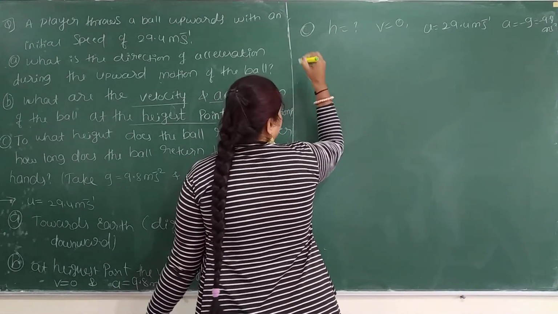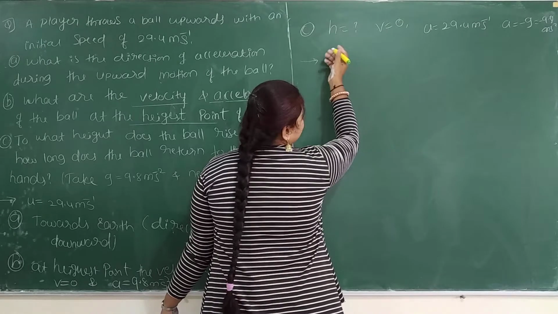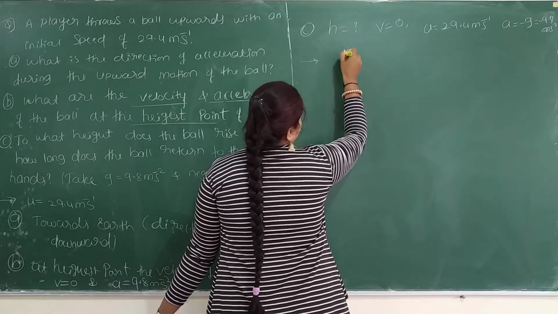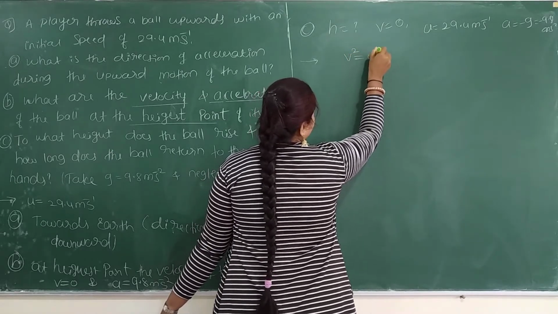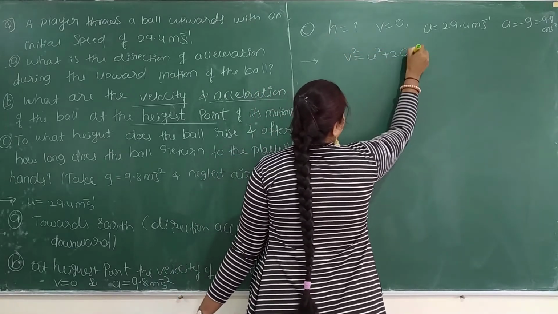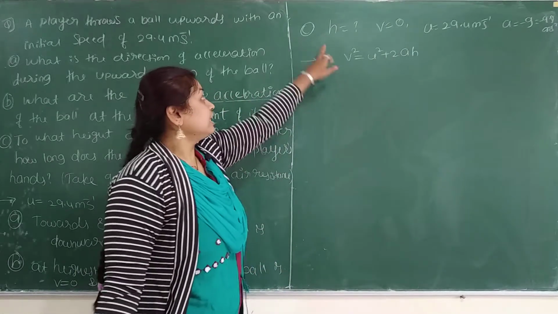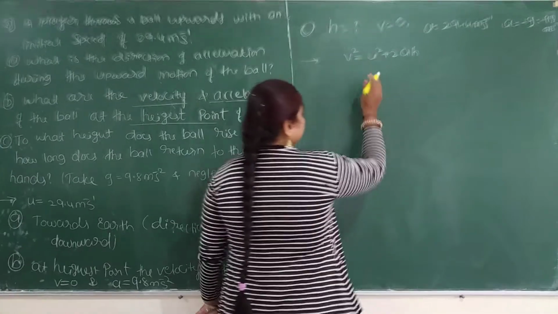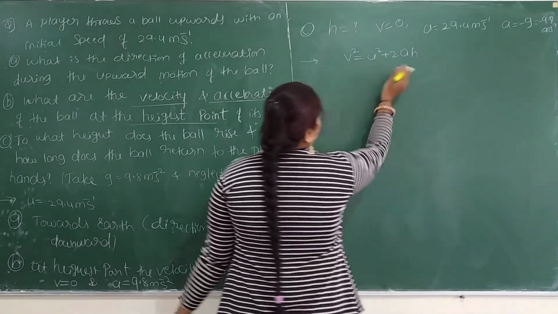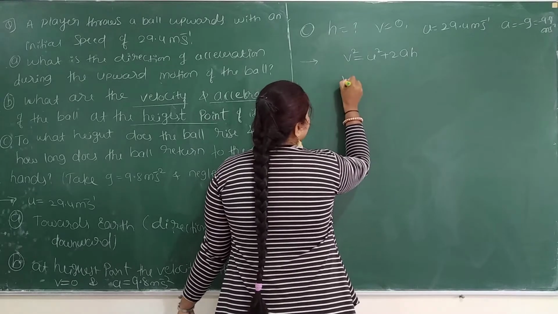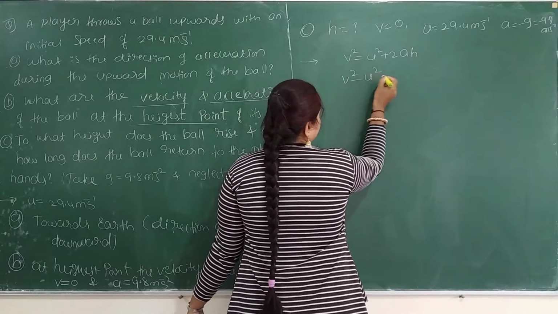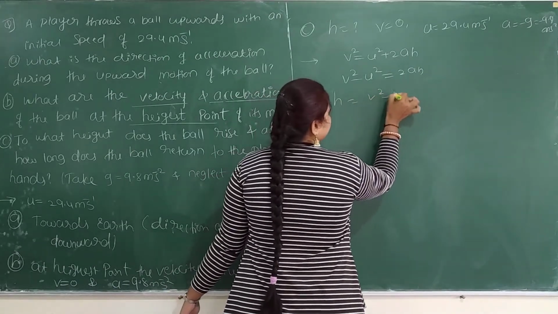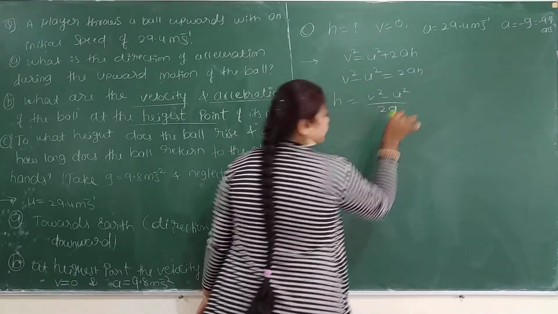Now apply the formula. What is the formula here? Initial and final velocities are given. Consider the second equation of motion, that is v square is equal to u square plus 2as. Instead of s you can consider h, because here you are calculating the height. Now substitute the values, or first rearrange the equation. It will be v square minus u square is equal to 2ah, and h is equal to v square minus u square divided by 2a.